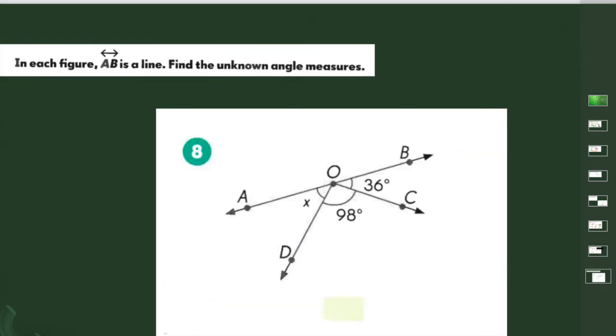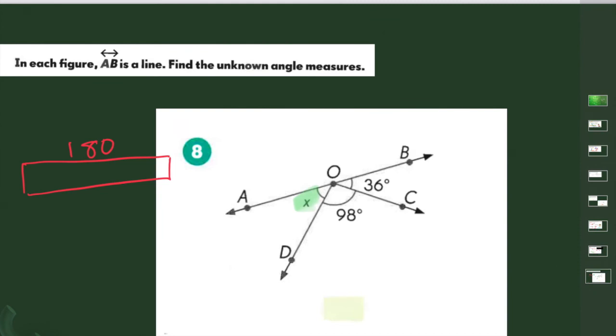Let's try one last one together. It says, in each figure, AB is a line. Find the unknown angle measures. Pause the video, think about what you know, how you can use what you know to help you find that missing angle of X.